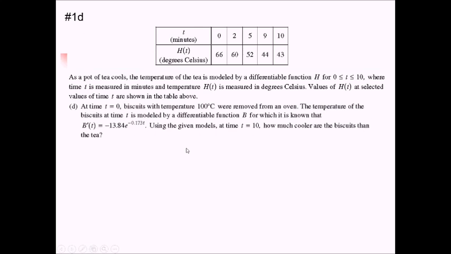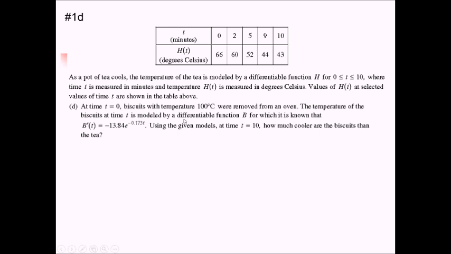For the last part of this problem, at time 0, we have some biscuits with a temperature of 100 degrees Celsius. Wow, that's like the boiling point there. They're removed from the oven. And the temperature of the biscuits at time t is modeled by the differentiable function B. b prime of t is the rate at which that temperature is changing.